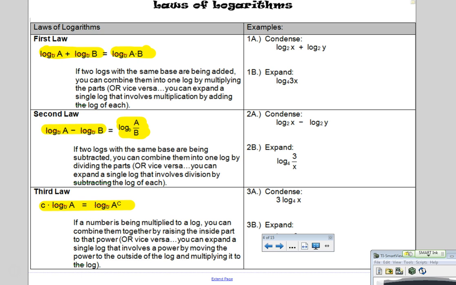So problem number 1, we'll use the first law, then we'll use the second law and the third law, and then we'll put it all together. So on the first law, we want to condense it. That means to make it into a single term or as little terms as possible. Well, we have a log being added to a log, and they're like bases. So again, if I have a log being added with a log, I can condense it by taking the 2 pieces after the logs and multiplying them. So this will condense to log base 2, and then I take the x piece and the y piece and I multiply them.